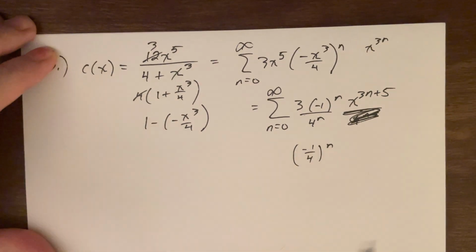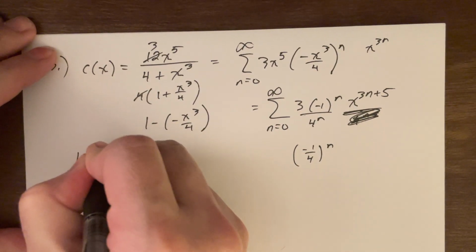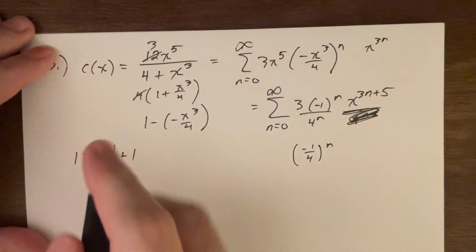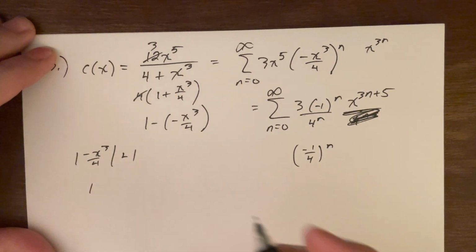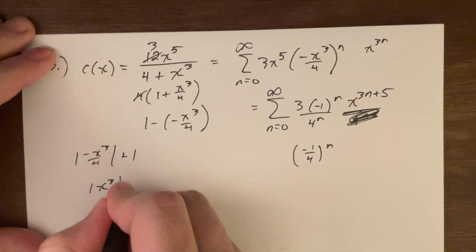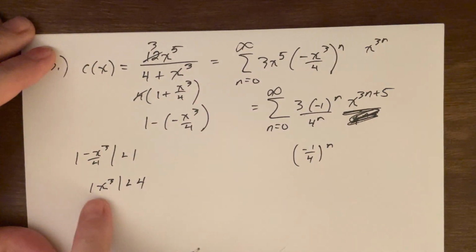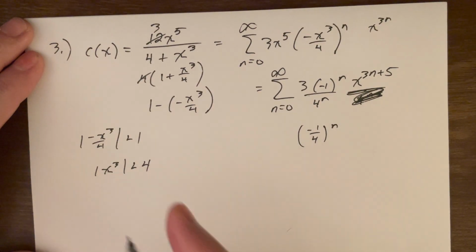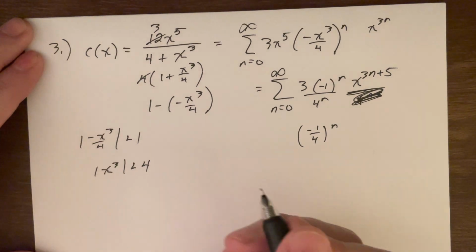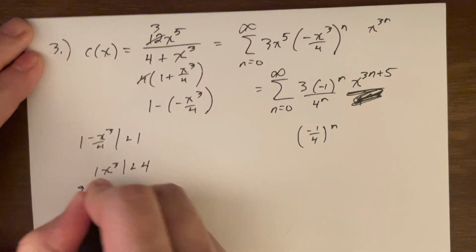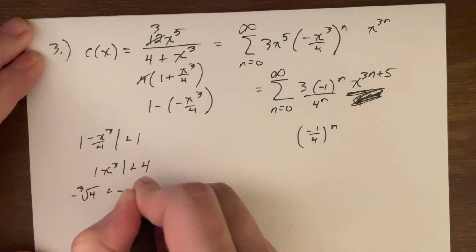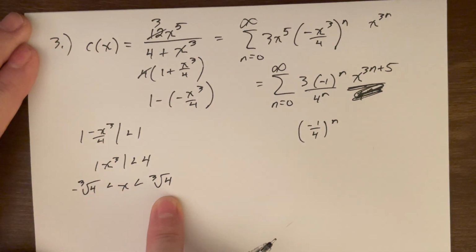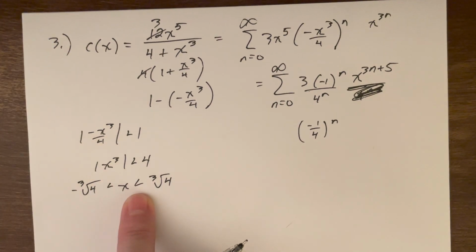Thinking about just interval of convergence, the absolute value of negative x cubed over 4 has to be less than 1. The negative would drop with the absolute value. We get the absolute value of x cubed is less than 4. Not pretty. I probably should have tried to make this an 8, so at least the cube root would give us a nice number. But the cube root works out well. We get negative the cube root of 4 is less than x, which is less than the cube root of 4. And that would be your interval of convergence.